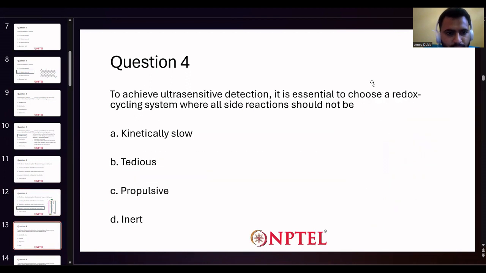So coming to question four: to achieve ultra-sensitive detection, it is essential to choose a redox cycling system where all the side reactions should not be kinetically slow, tedious, propulsive, and inert. So basically, in a normal scenario, you'll have a substrate, a detection element, and the analyte. Analyte is what is being detected. So in that case, the signal generated will be quite low.